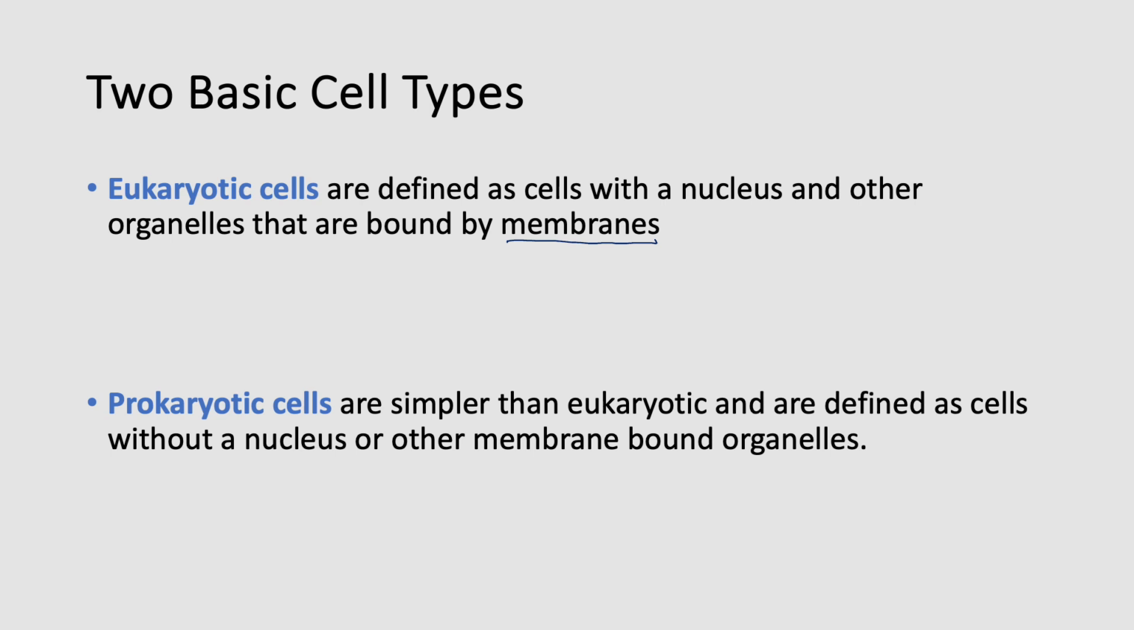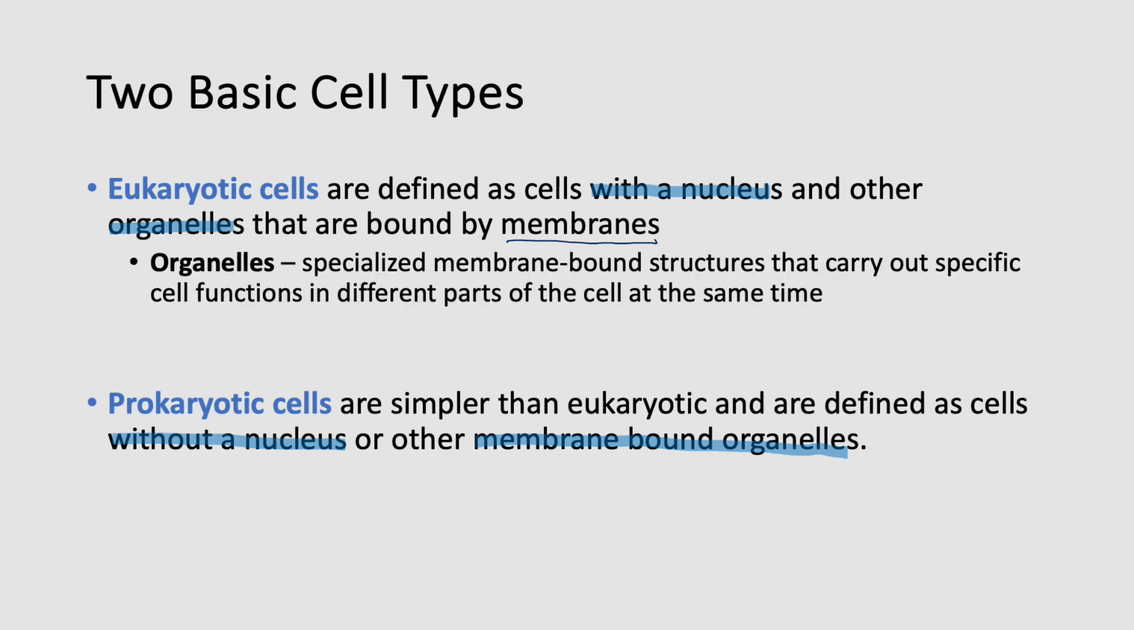Now prokaryotic cells are much more simple, and they are defined as cells without a nucleus or membrane bound organelles. So this is kind of really important. Eukaryotic cells, they are cells with a nucleus as well as organelles, and prokaryotic cells do not have a nucleus and do not have membrane-bound organelles as well. Those are the defining features that we have between these two cells: the lack of a nucleus as well as the lack of membrane-bound organelles.